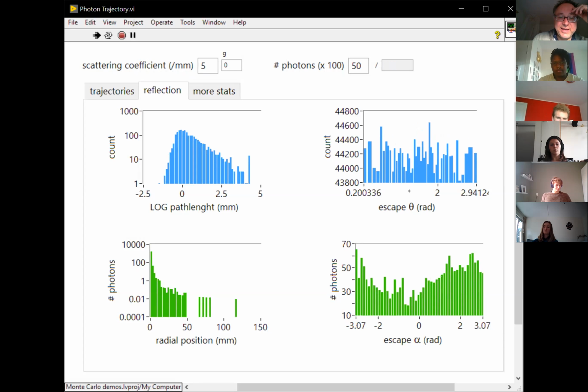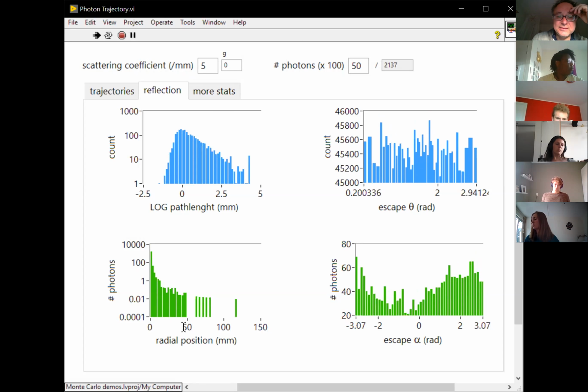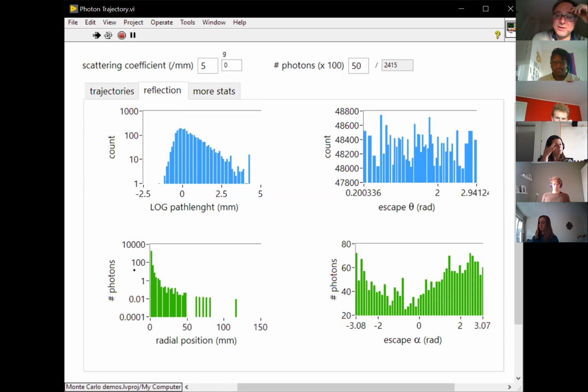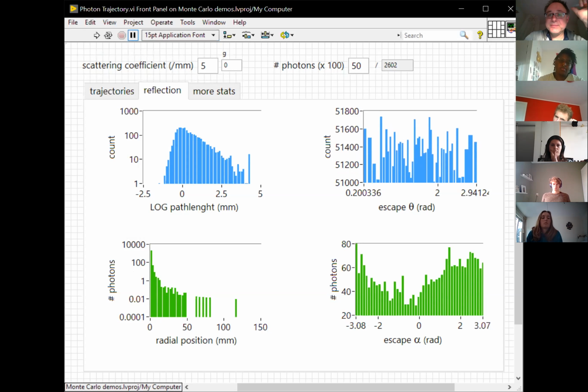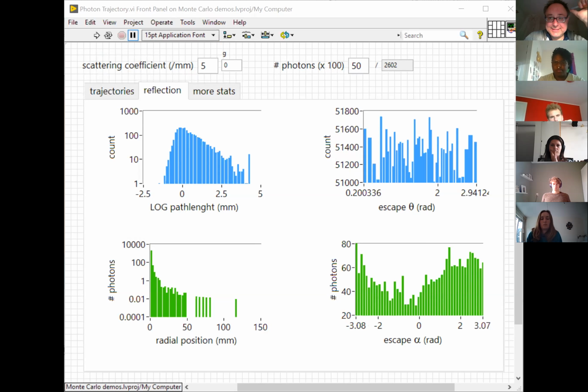You can check how far from the injection point the photons actually escape. This is a histogram of count on the vertical scale versus position from the entrance point. You see from here that most of the photons actually escape very close to the location that they were launched in, etc., etc. So you can do a lot of statistics. All right.